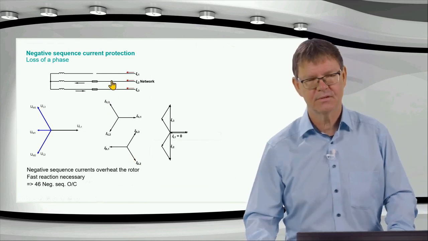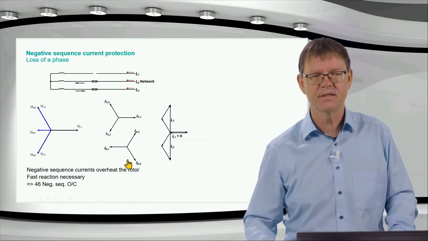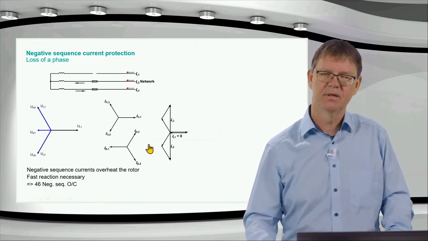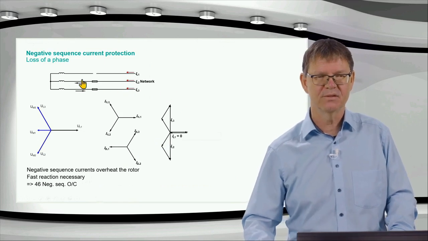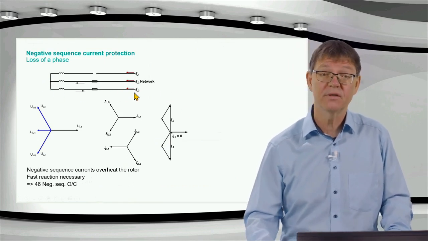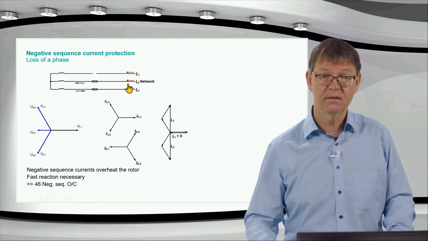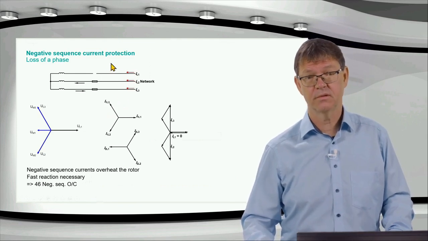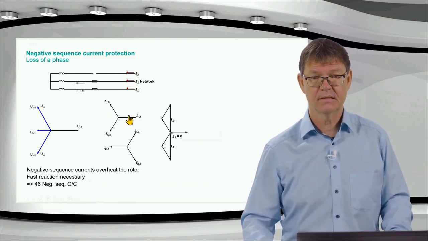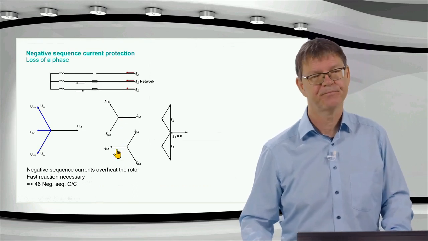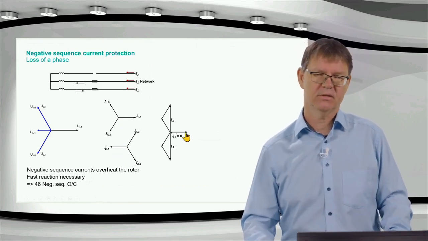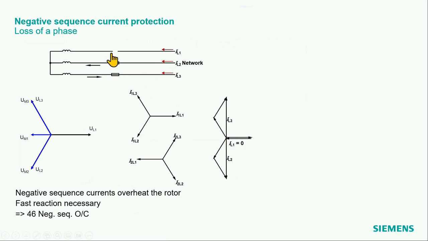These are the line currents, line B and C. And if you sum them up, then you get a picture like that. That means a current is flowing in and out here. And the current here on line one, or phase one, cancels out each other, those two here. In that way, I just get zero current on phase one. And if you calculate the negative sequence current out of that, you get a relatively high value.